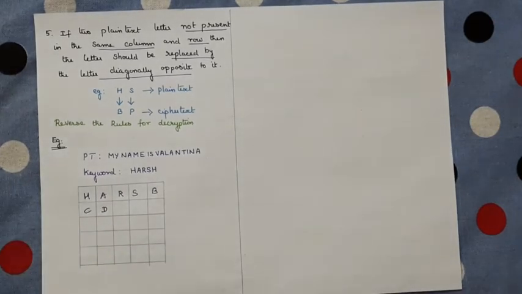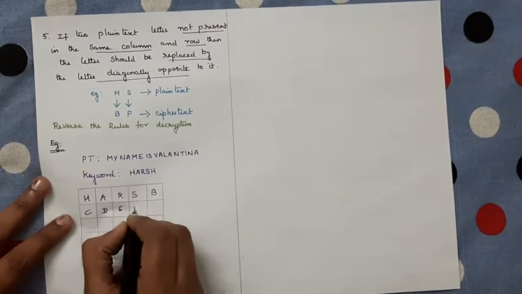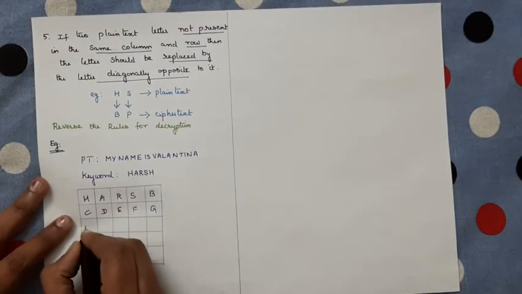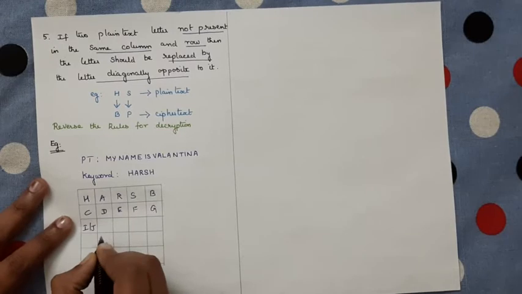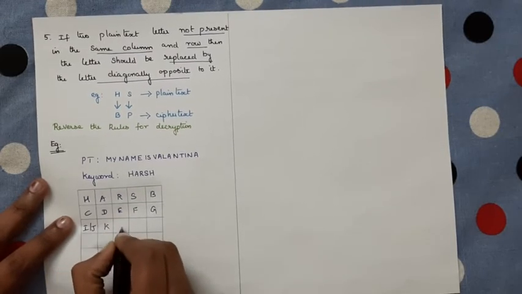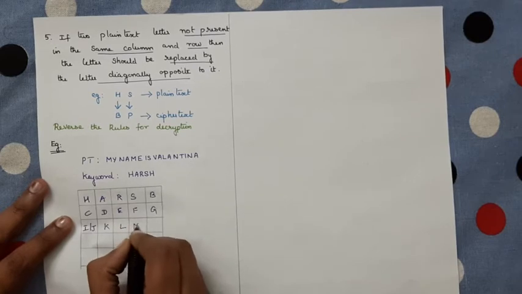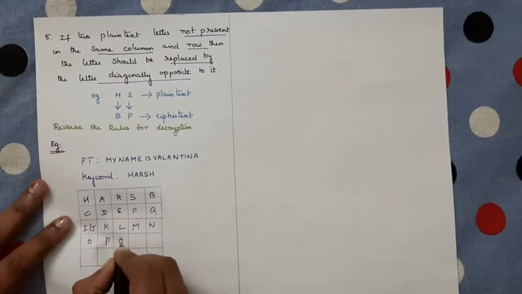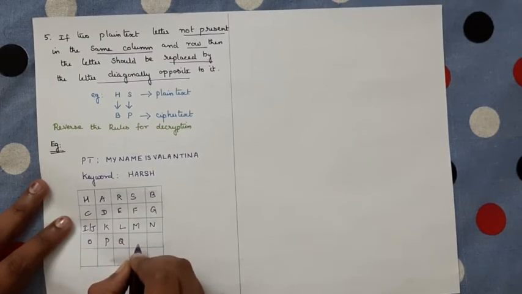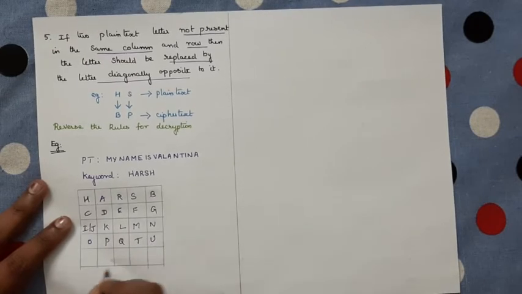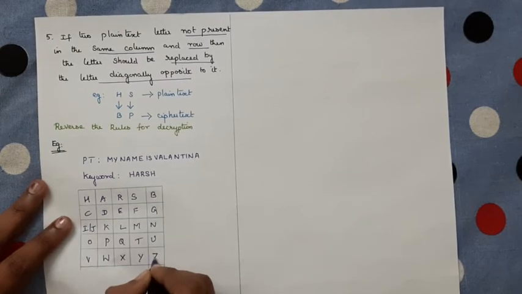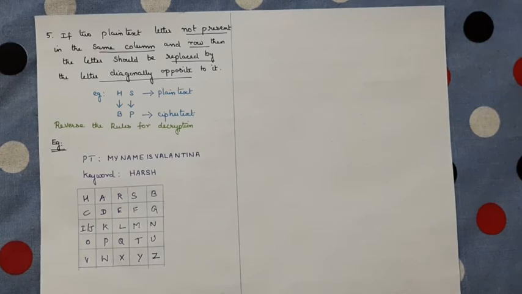Okay, and then E, F, then G, H is there. So when I comes, I told J must be clubbed with it, and then K, L, M, then N, O, P, Q, then T, U, V, W, then X, then Y, and then Z. Okay, now I have completed and filled my 5 cross 5 matrix.